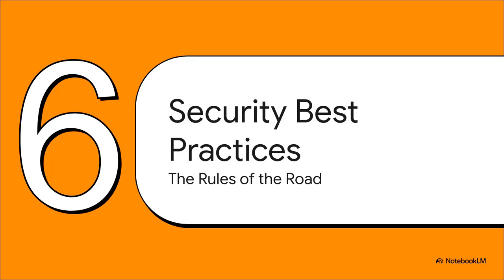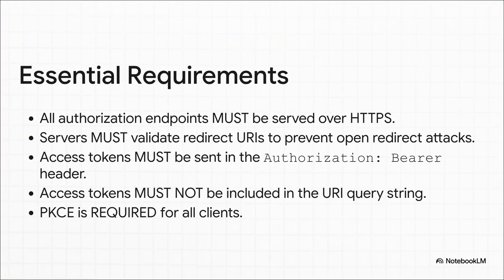You know, a secure handshake is only as strong as its weakest link. So a protocol like this really depends on everyone following the rules. Let's go over the absolute non-negotiable must-haves for any MCP setup. Now, these are not just suggestions, these are hard and fast requirements. For instance, all communication has to be encrypted with HTTPS to stop people from listening in. Servers must validate where they're sending a user back to after a login to stop attackers from hijacking the process. And of course, tokens always go in a secure header, never in the URL where they could get logged or leaked. And, like we said, PKCE is absolutely not negotiable.